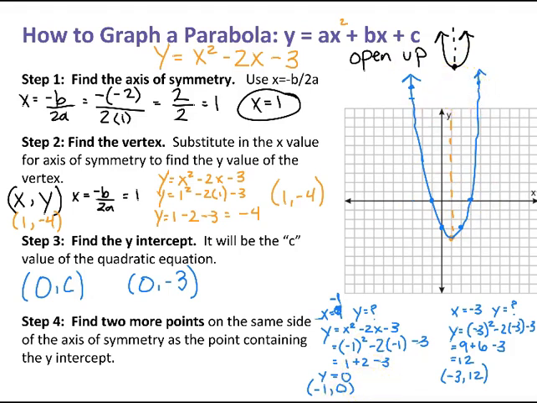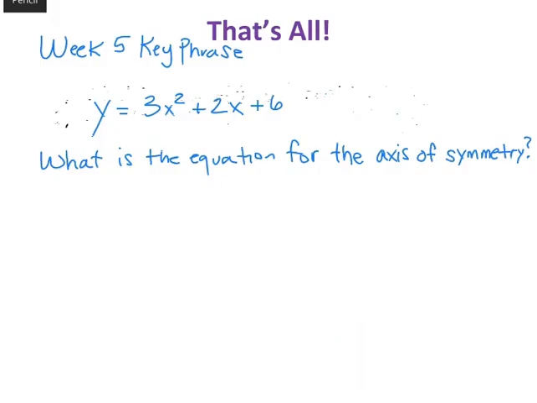So I'm going to go on the next slide. If you need more time, go ahead, click pause. You'll get lots of practice on graphing parabolas using those key features: finding the axis of symmetry, finding the coordinates of the vertex, finding the y-intercept, and then finding 2 more points on the same side of the axis as our y-intercept. So we're going to wrap up this week 5 recording.